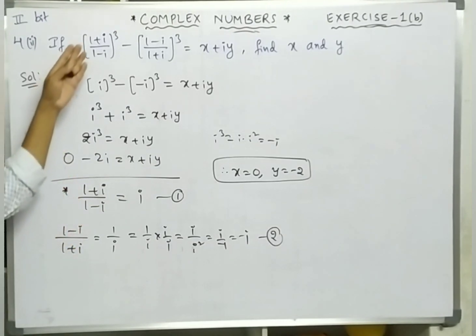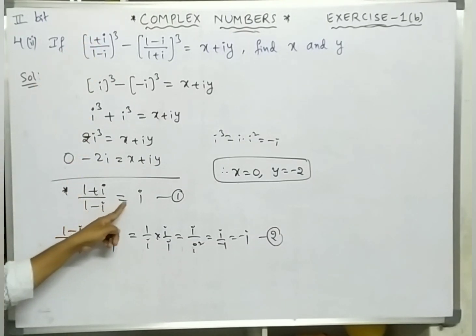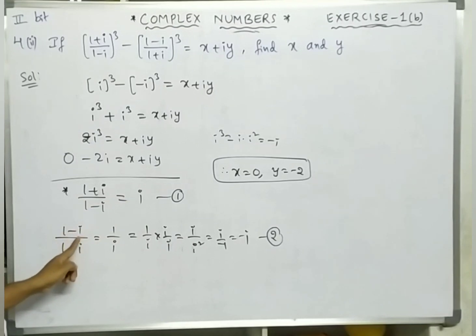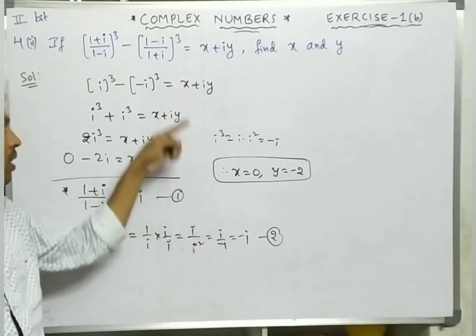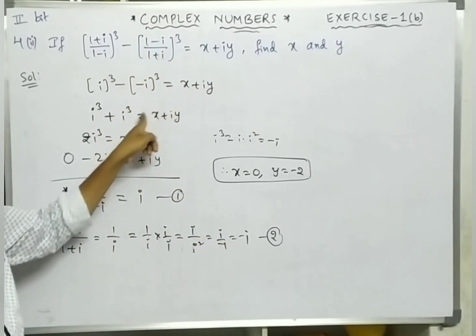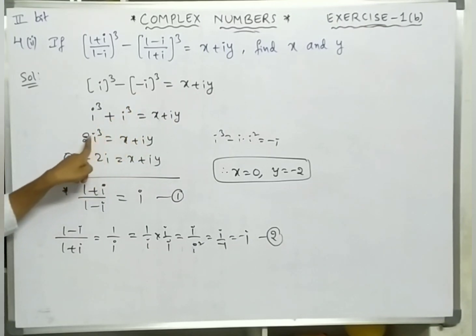Simple problem. Take (1 + i)/(1 - i), simplify, you will get i. (1 - i)/(1 + i) is -i. So i³ minus (-i)³ is i³ + i³, 2i³, that is -2i. So by comparing, we get x = 0 and y = -2.